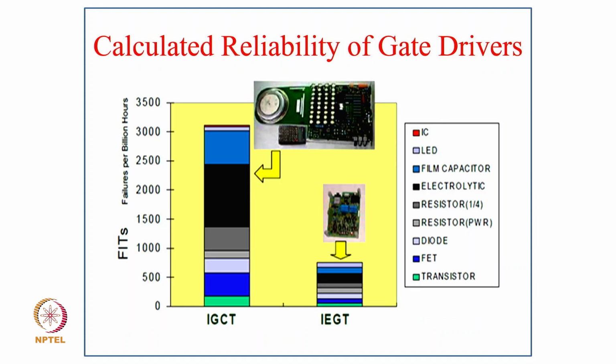Now for calculating the reliability of gate drivers, gate drivers are of course the most volatile component, because we typically use electrolytic capacitors as well as film capacitors. So a large number of components are there, and reliability is very important. You can see the typical reliability of IGCT as well as IGET shown here, in failures per million hours.